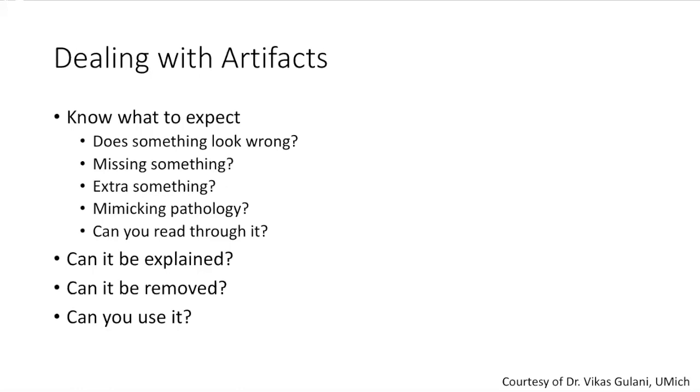When you're dealing with artifacts, as you're going in, it helps to know what to expect. Based on what you're running, or what they've shown here, you can probably predict what kind of artifact you might encounter. And just think about, does something look wrong? Is something missing? Is there an extra something? Is it mimicking pathology? Do you totally care about the artifact? Perhaps something's folding into an area that you don't really care about, so your image is still useful. Then can you explain it? Can you remove it? And perhaps there's a way to use it as well.